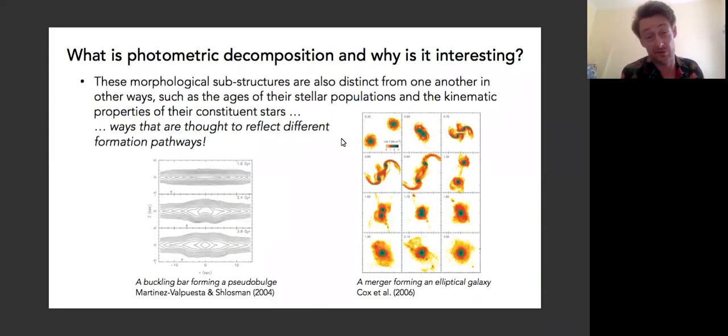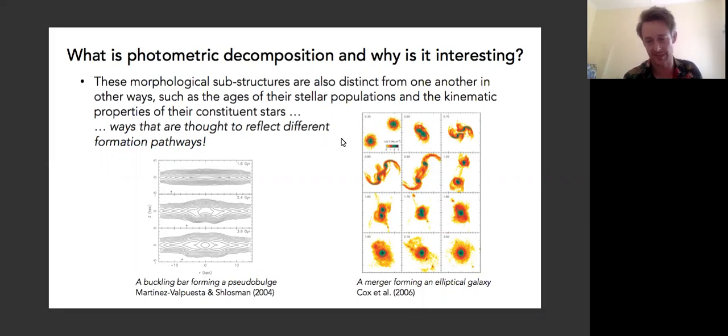Importantly though, these morphological substructures are distinct from one another in ways which have more of a fundamental physical interpretation in terms of things like the ages of their stellar populations or the kinematics of their constituent stars. So we think that essentially the different morphological features and structures we see reflect different formation pathways. And so that's this simple justification for this field of research.